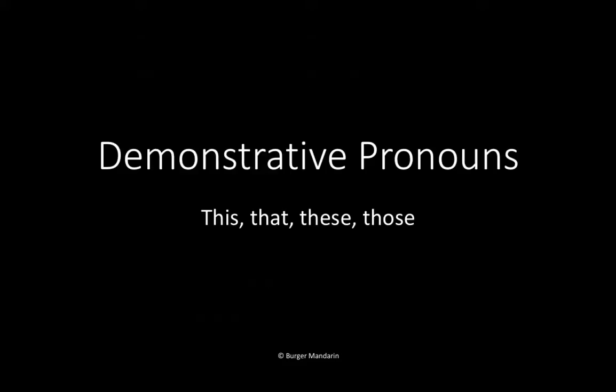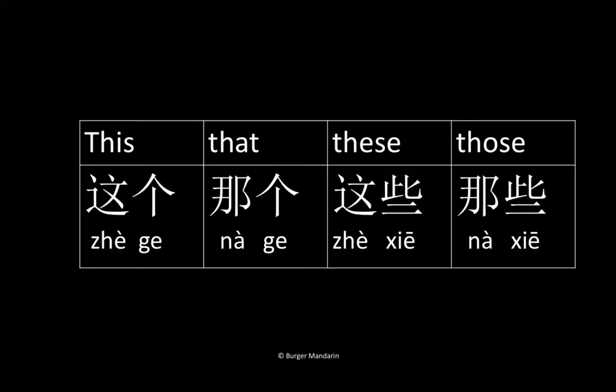Thirdly, we're going to talk about demonstrative pronouns such as this, that, these, and those. The Mandarin for this is 这个. That is 那个. These is 这些. Those is 那些.